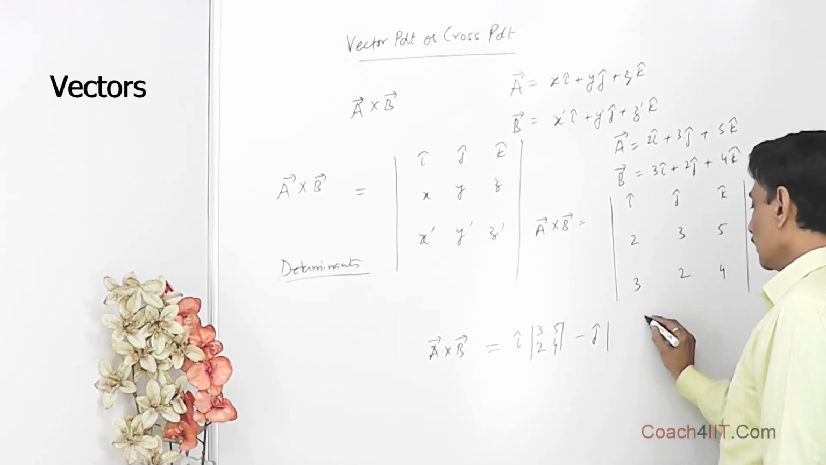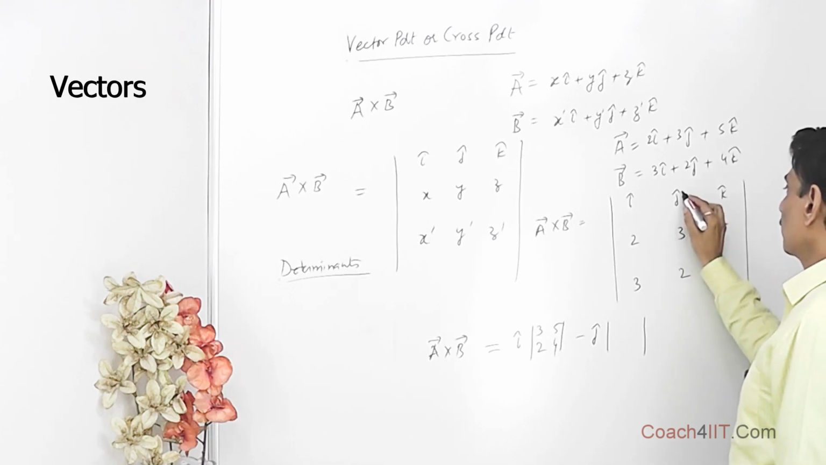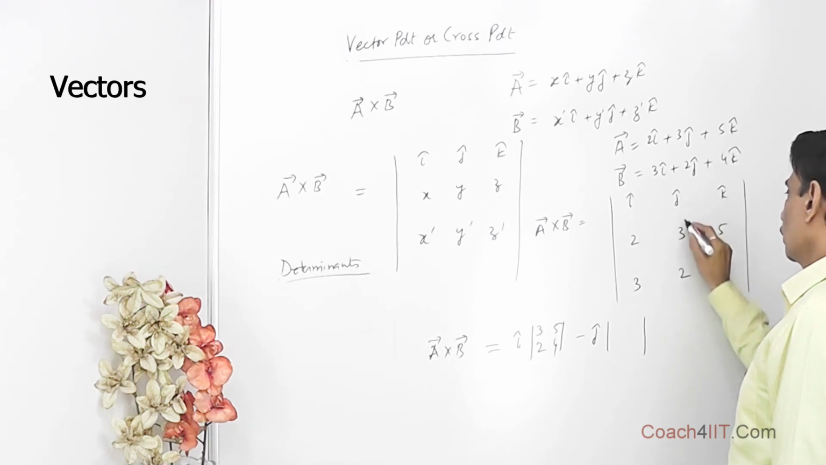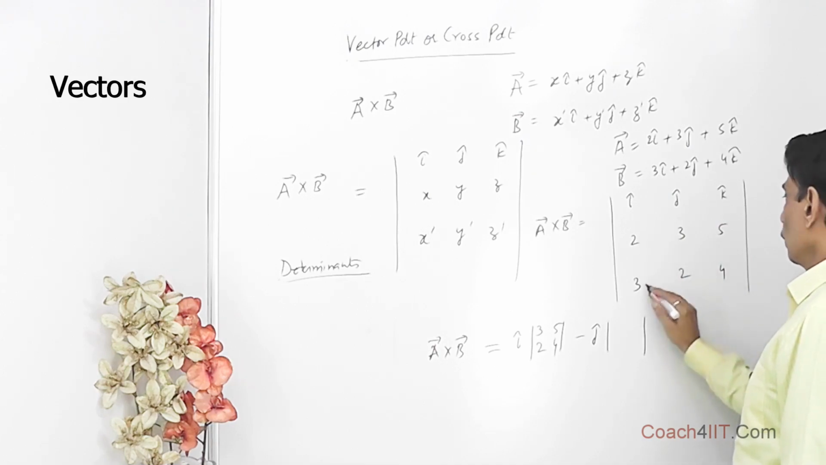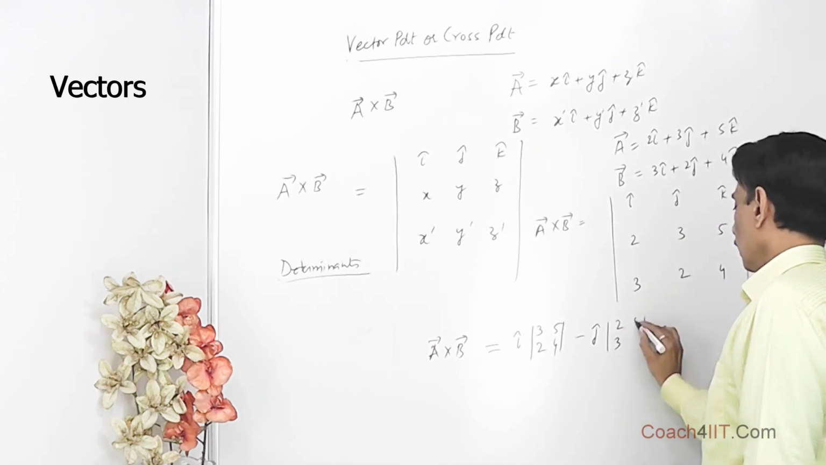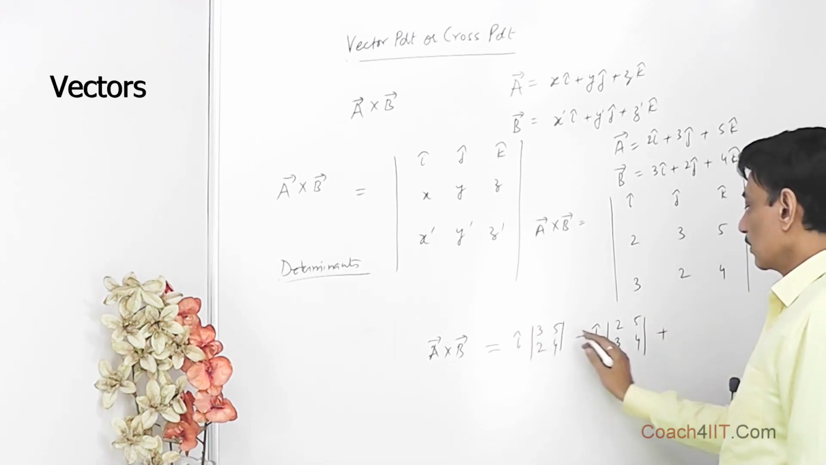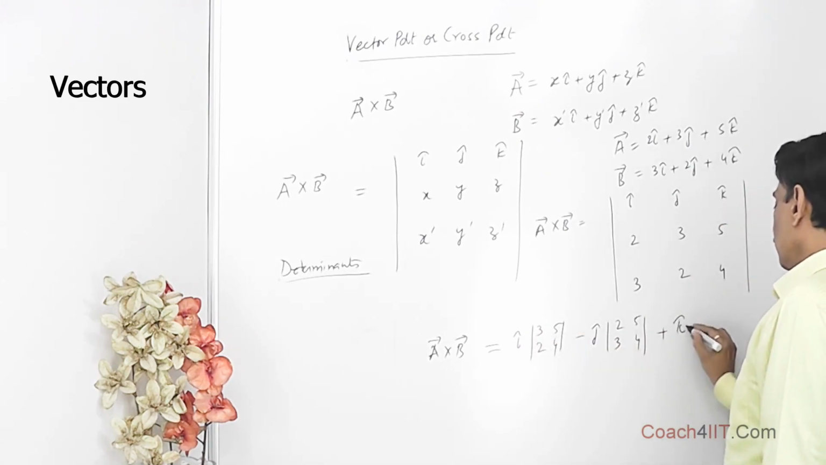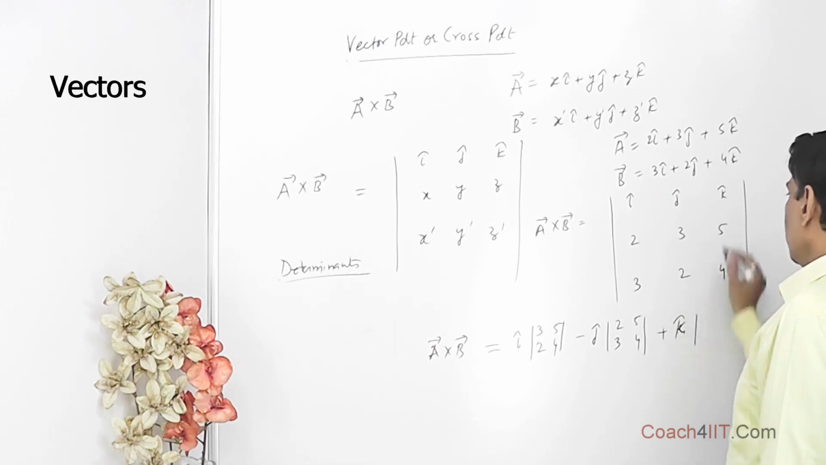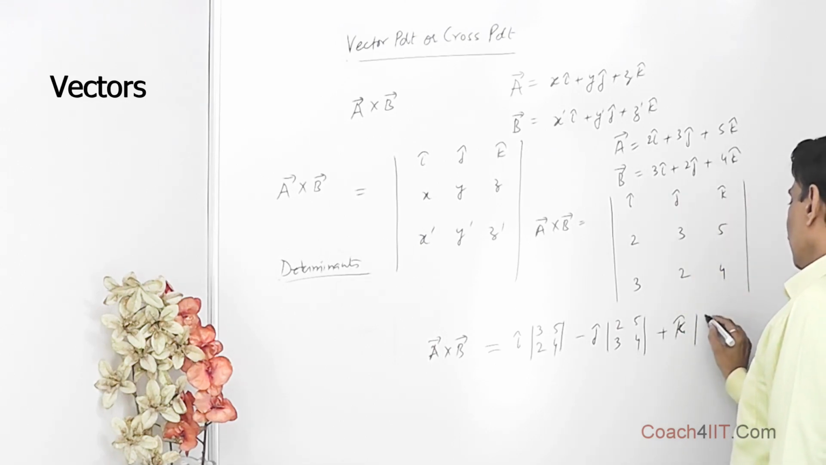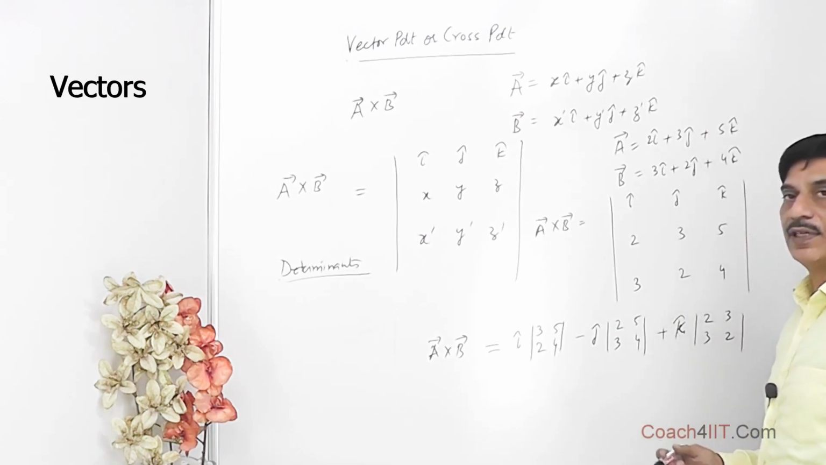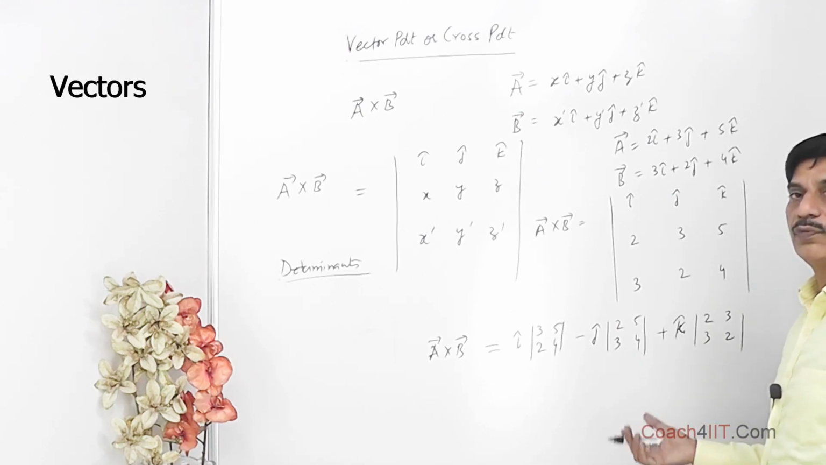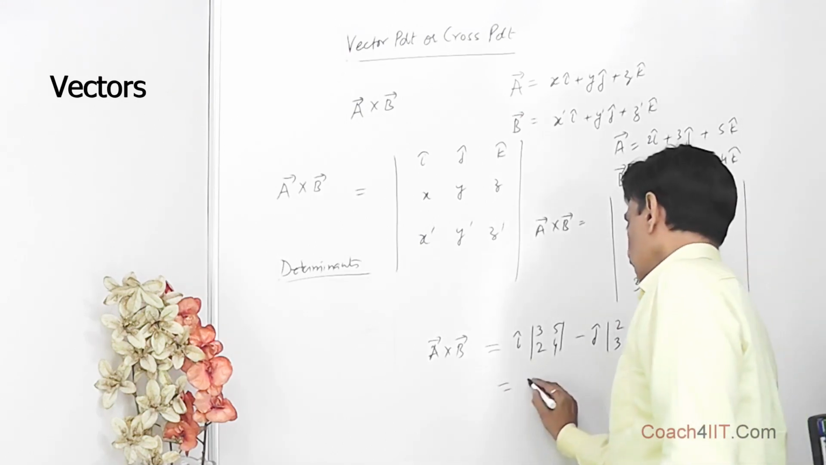Minus j cap, once again the same thing is written over here. The j cap is over here, so you miss the column which has j cap, and you also miss the row which has j cap. So this and this is ignored. The rest is 2, 3, 5, 4. This is plus, minus, and once again a plus, that is k cap. You miss this row, you miss this column, and the rest is 2, 3, 3, 2. This may seem difficult at the first go, but through practice of 1 or 2 questions, you find that this is very easy.